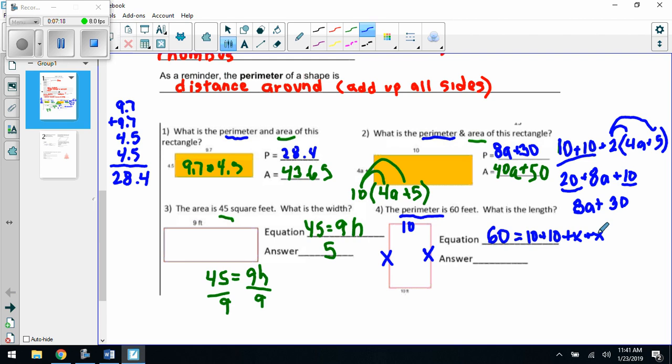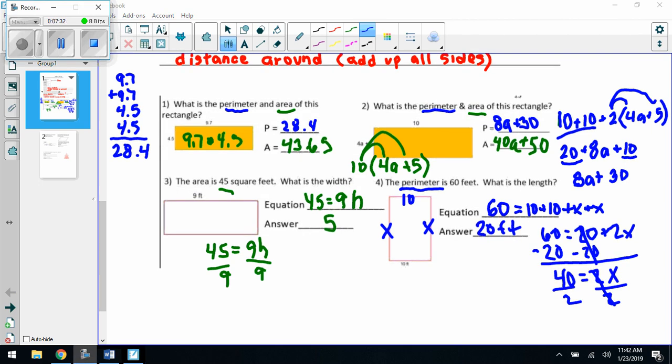Now we combine like terms. 10 plus 10 is 20. So I'm going to rewrite 60 equals 10 and 10 is 20. And x plus x becomes 2x. It's a two-step equation. And when you solve for x, you should get 20. And this time I included the units, which is feet. And I should go back actually to number 3 and include FT because that is our units.